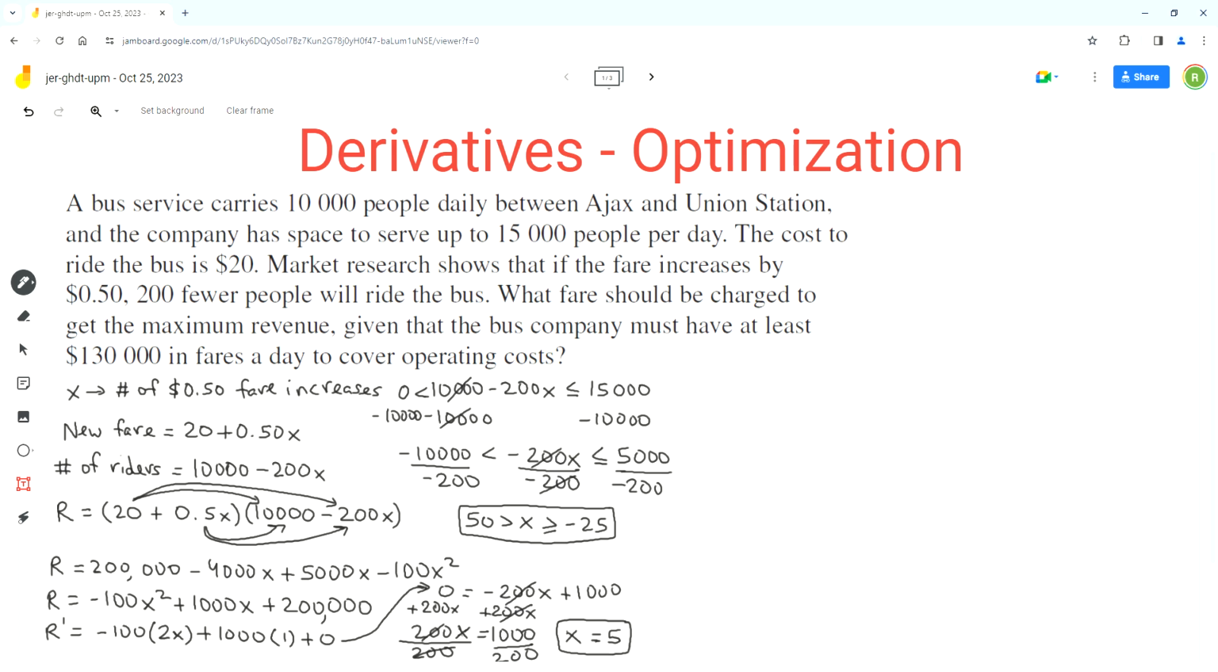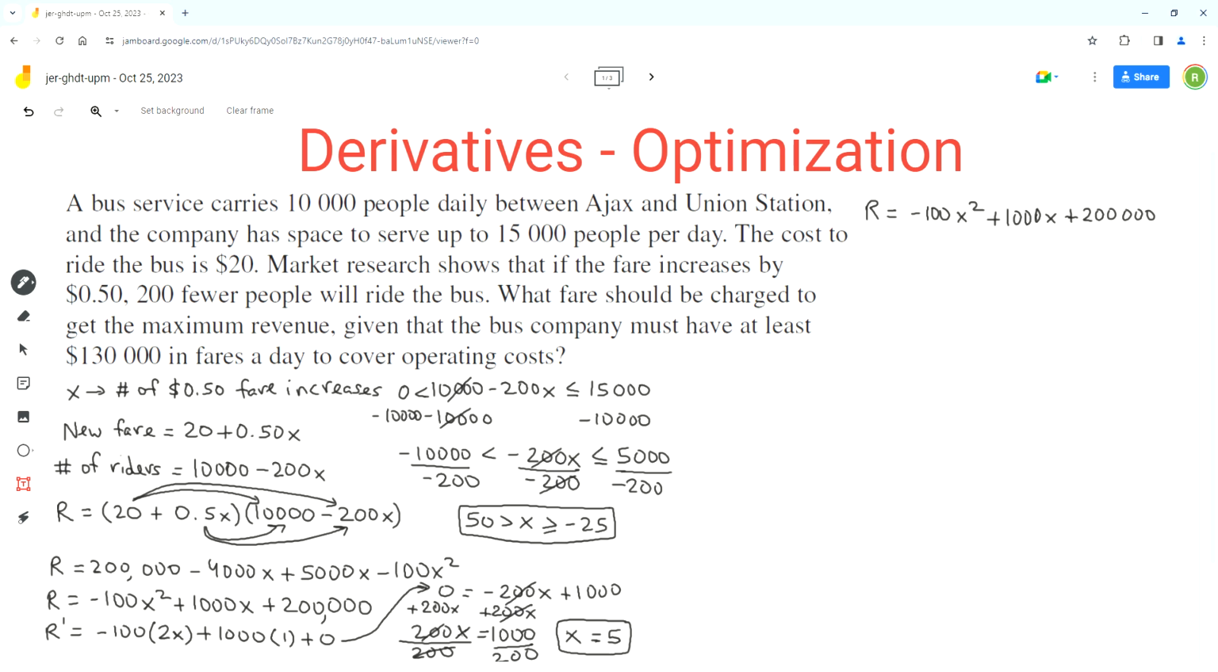Now we'll use three values for x, negative 25, 5 and 50, to find the revenue for this bus service and see which of these x values give us the maximum revenue. So we'll use this revenue function that we found. The revenue function was, I'll write it here on the side: negative 100x squared plus 1000x plus 200,000.